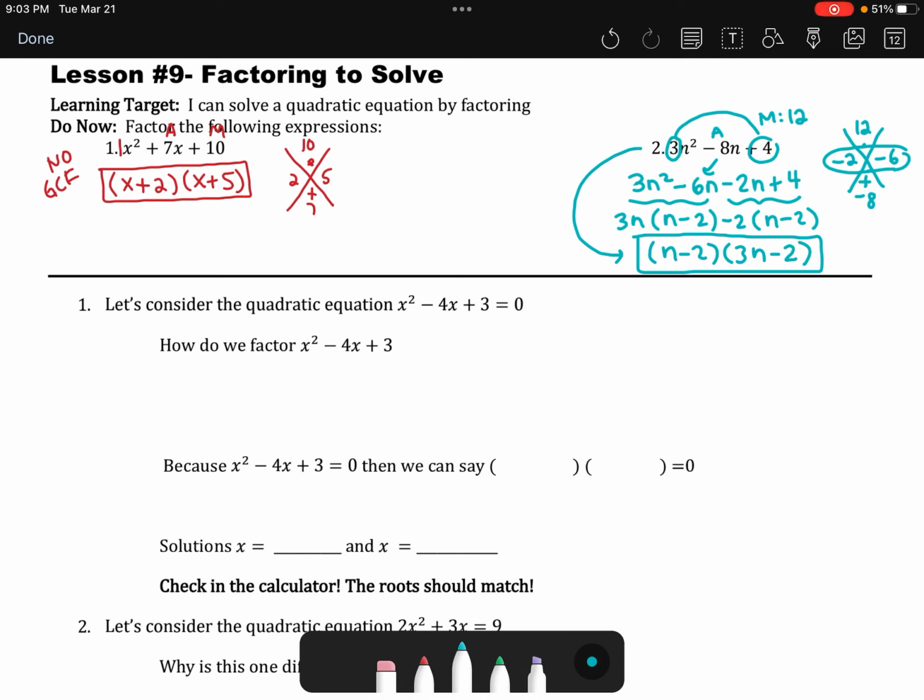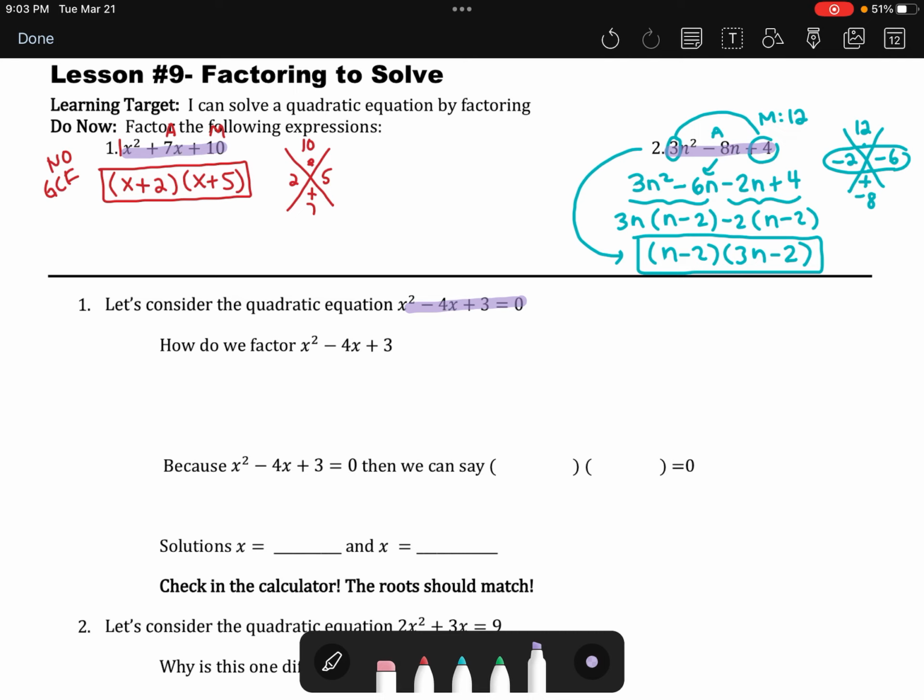So today we're going to use this skill in order to solve a quadratic. We've been graphing this whole time. Now we're going to solve it. So let's take a look at question number 1. Question number 1 says, let's consider the quadratic equation. We have x squared minus 4x plus 3. Now it says equals 0. So that's going to be a little different than what we had in the do now. In the do now, there was no equal sign, but this time it's equal to 0.